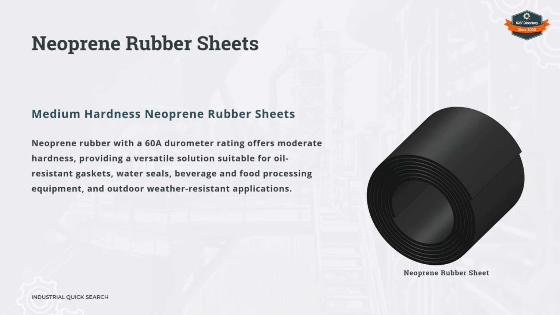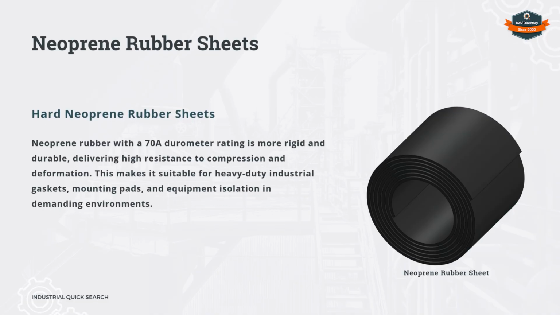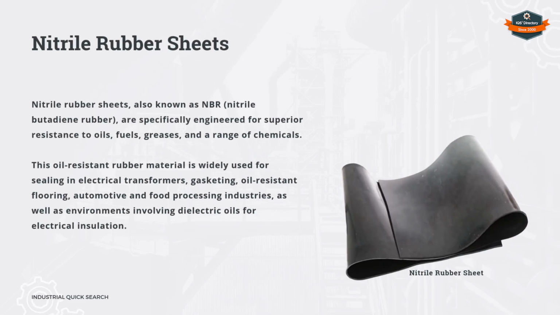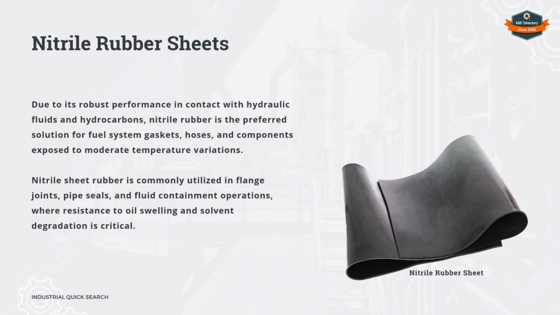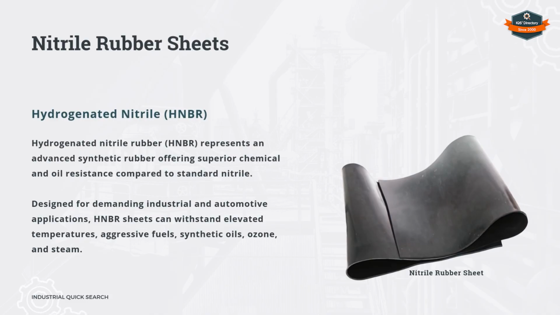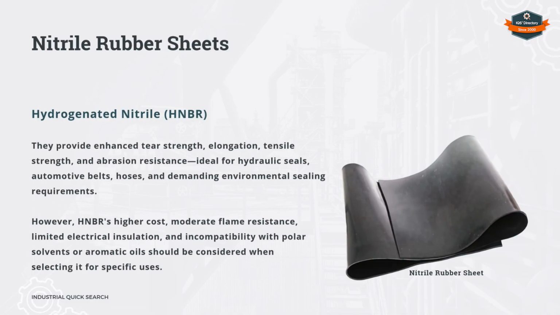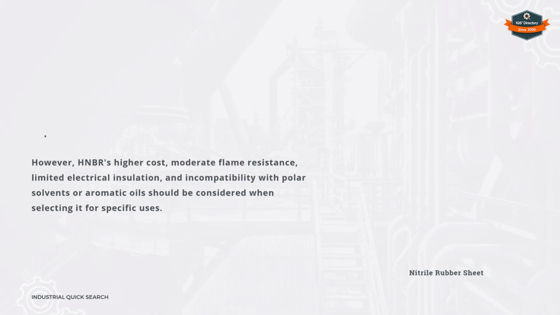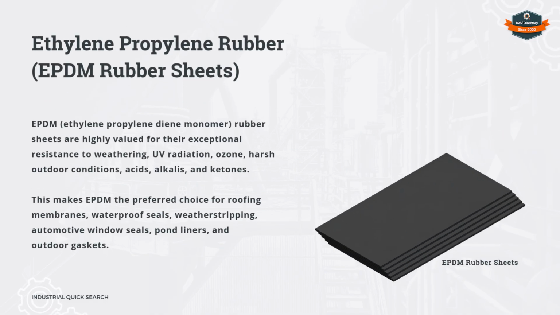medium hardness neoprene rubber sheets, hard neoprene rubber sheets, nitrile rubber sheets, hydrogenated nitrile, ethylene propylene rubber, EPDM, rubber sheets.